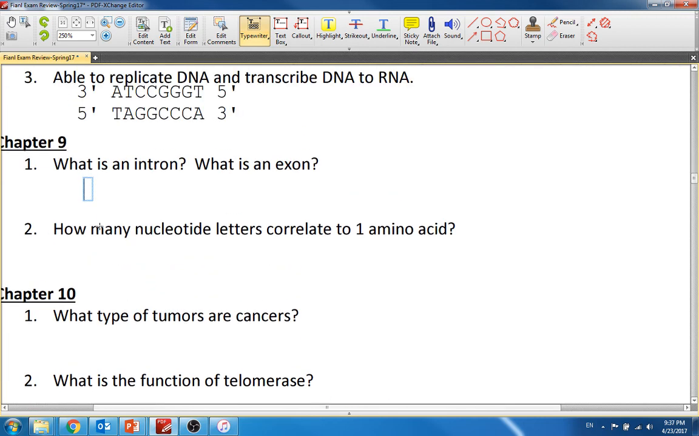When you transcribe DNA to RNA, you follow the same rules, except that when you see A, you're going to put a U there instead of T.